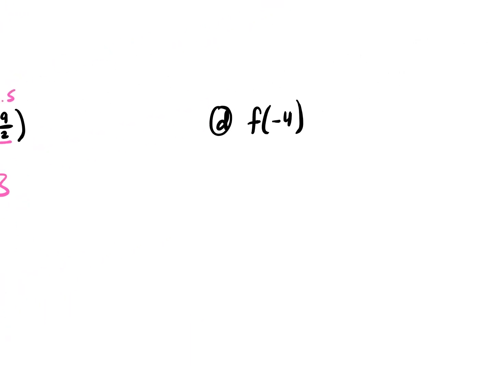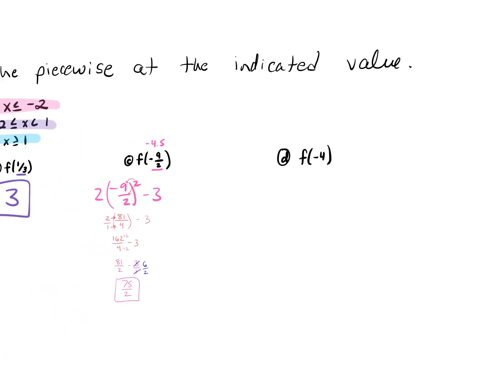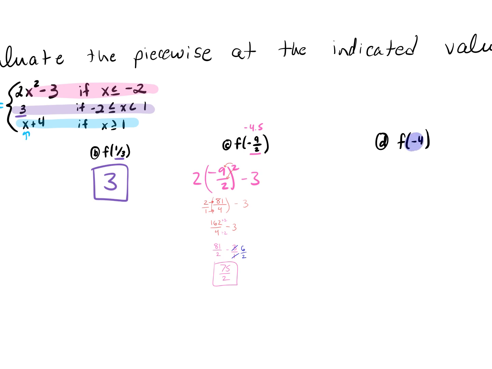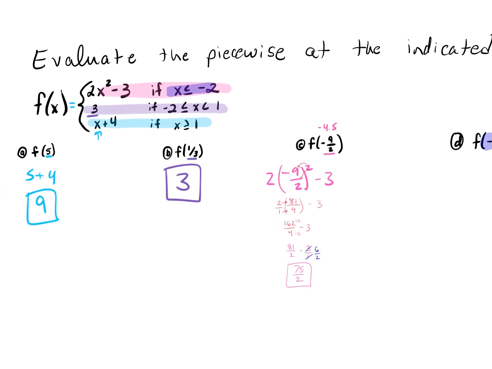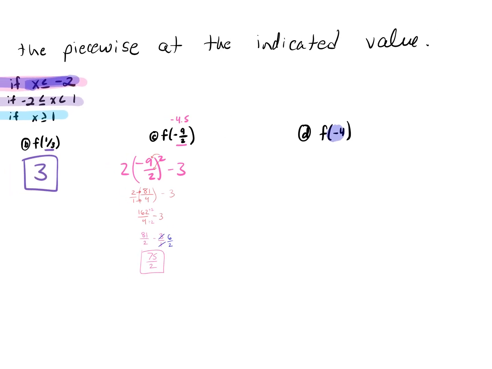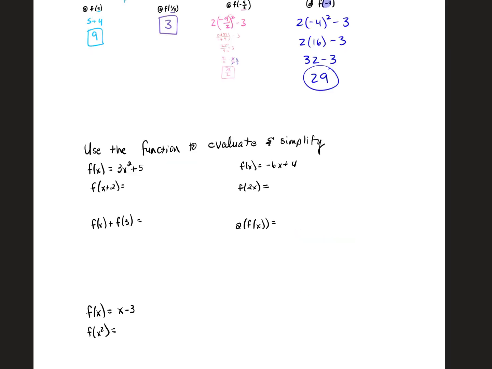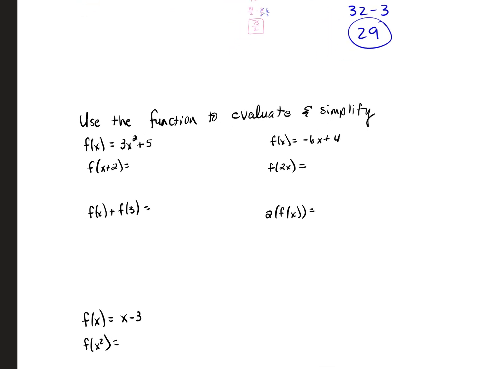All right, let's look at D. Talia. Which piece does -4 fall into? The first one. -4 is less than -2. So we're plugging it into the first one. So 2 times -4 squared minus 3. 2 times 16 is? 32 minus 3? 29. All right, last part of this section.